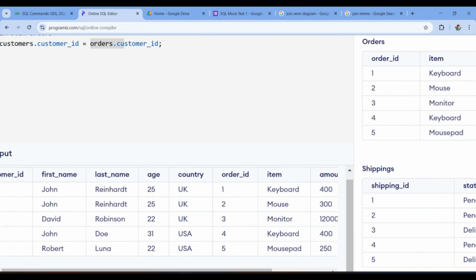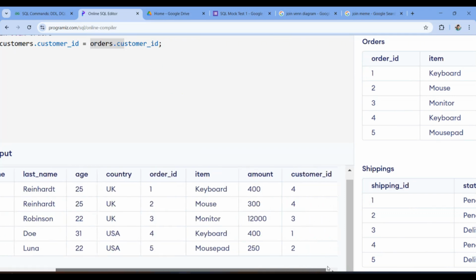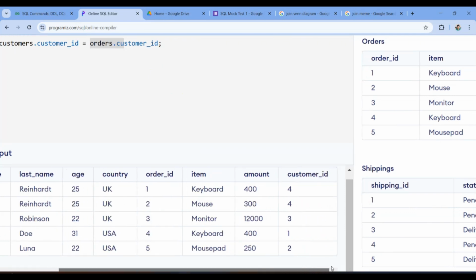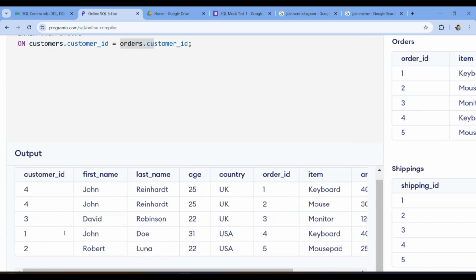Right, order ID, item, amount, and customer ID. That is your table 2. You're bringing information from both the tables together. That is your join only, right? Bringing information from table 2 to your table 1 or from table 1 to your table 2. Anything. That is your joins. And in your inner join, both the tables are coming together.